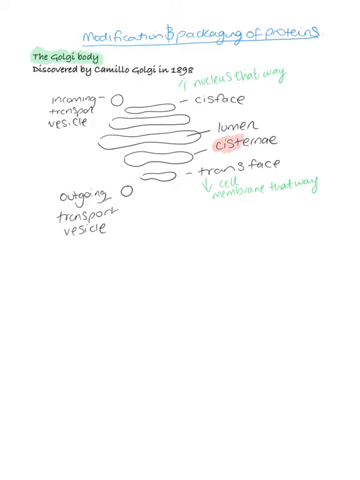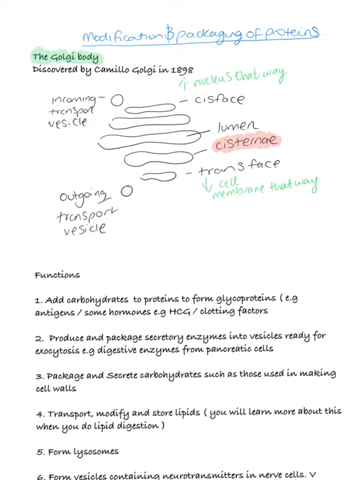So let's talk through each of the potential functions of the Golgi body in turn. Number one, they can modify proteins by adding carbohydrates to form glycoproteins, for instance antigens, or some hormones like HCG, human chorionic gonadotrophin, which is the hormone that is secreted by the growing placenta when a woman gets pregnant. Or clotting factors such as fibrin and thrombin that are important for making scabs if we cut ourselves. So they can be involved in modifying proteins and adding carbohydrates to form glycoproteins.